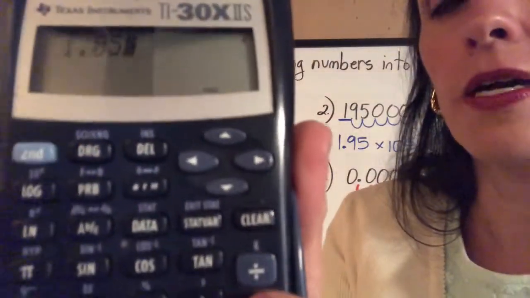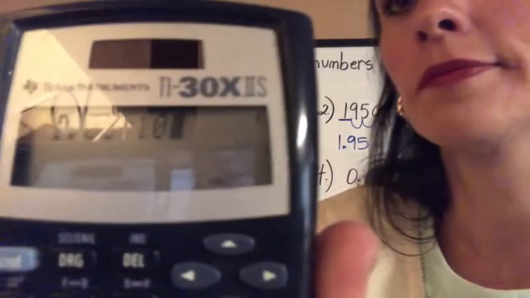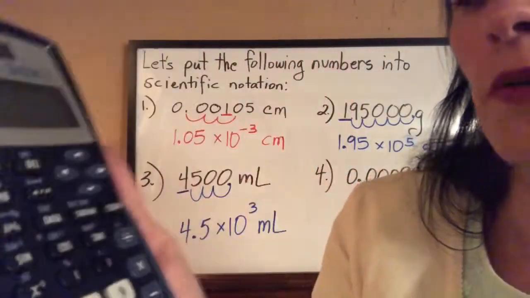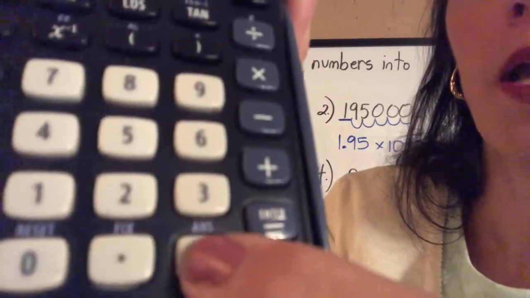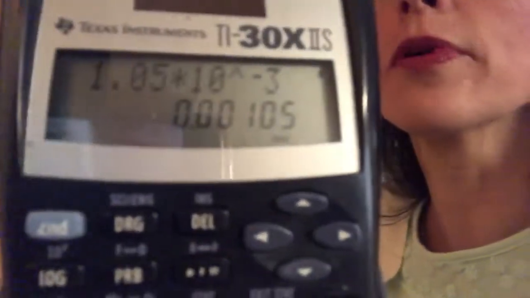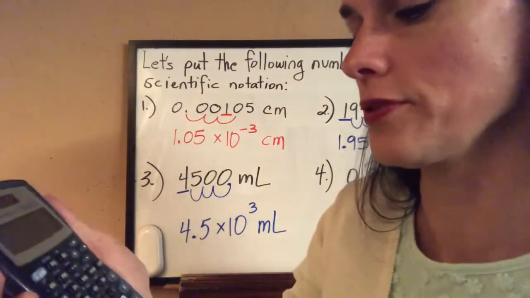And then you can do times 10, up arrow, negative 3, equal. And you get what we initially had here on the board. That's one way to put a number in the calculator in scientific notation.